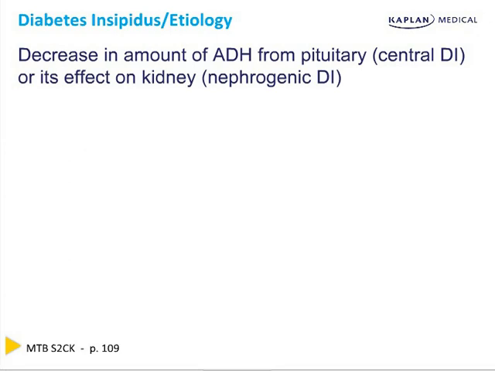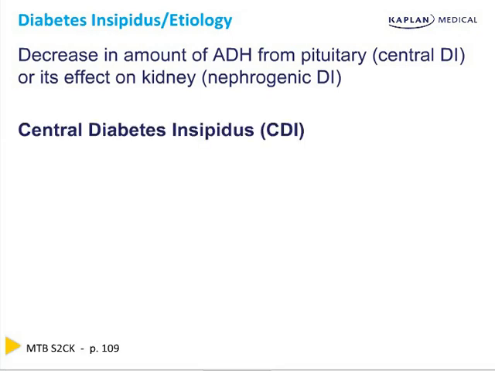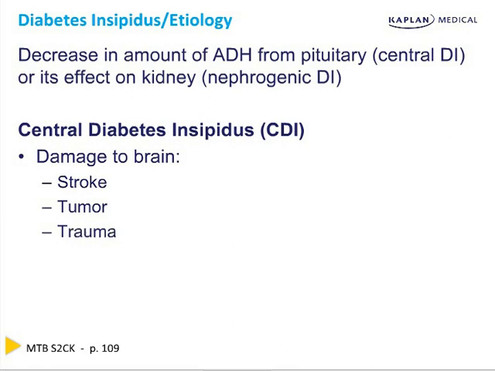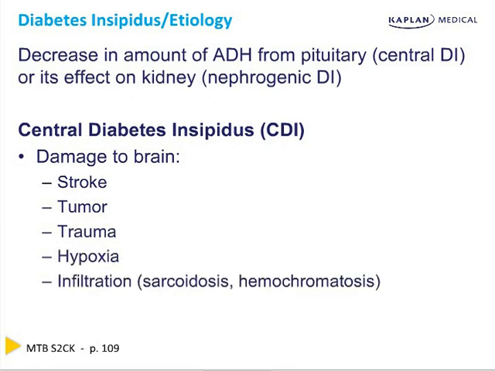Diabetes insipidus is a decrease in the amount of ADH from the pituitary, which is central diabetes insipidus, or a decrease in its effect on the kidney, which is nephrogenic diabetes insipidus. Now, central diabetes insipidus almost exclusively happens from damage to the brain: a stroke that kills off those cells, a tumor that kills off the cells in the hypothalamus, trauma that kills off the cells in the hypothalamus, or hypoxia, things that infiltrate the hypothalamus or kill it off.